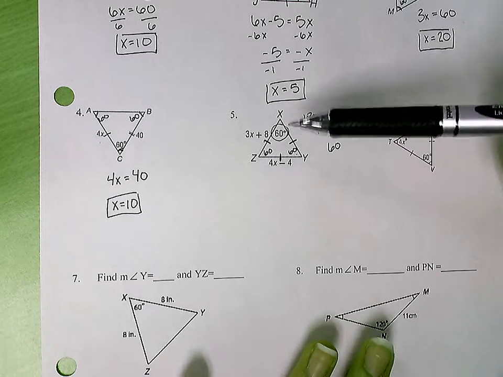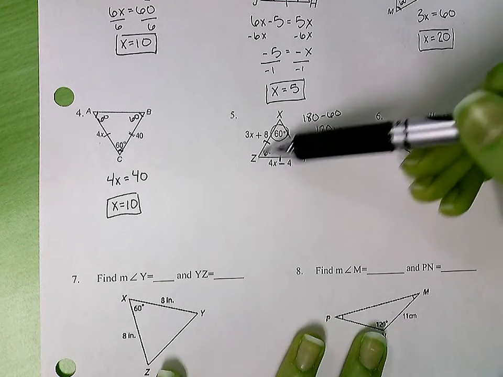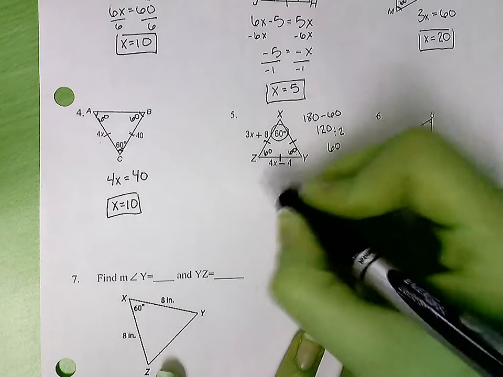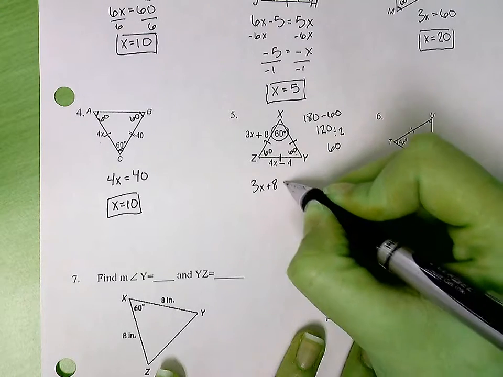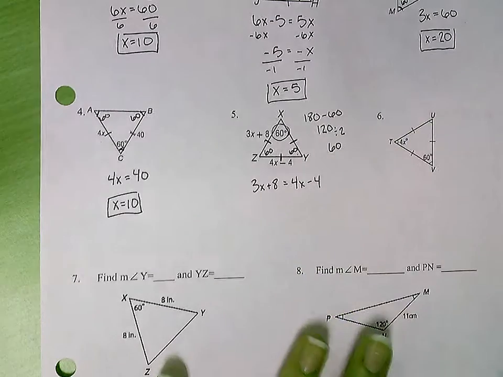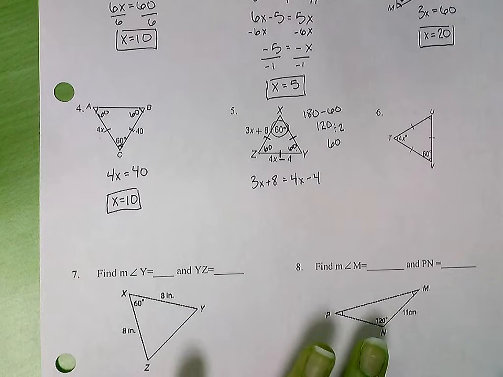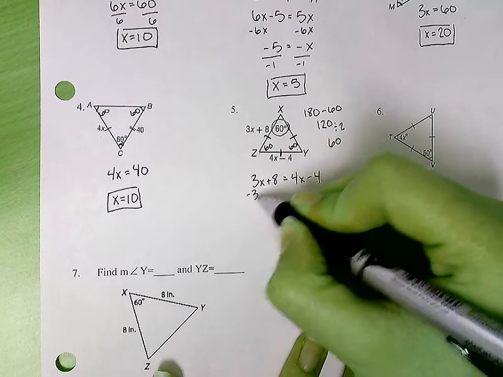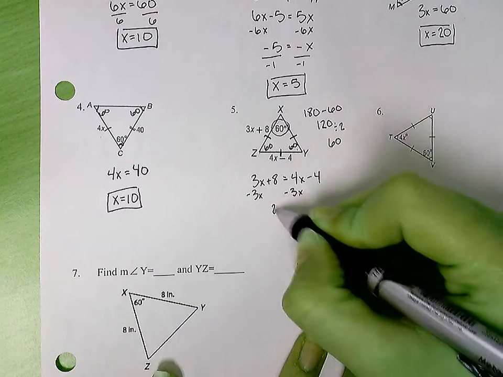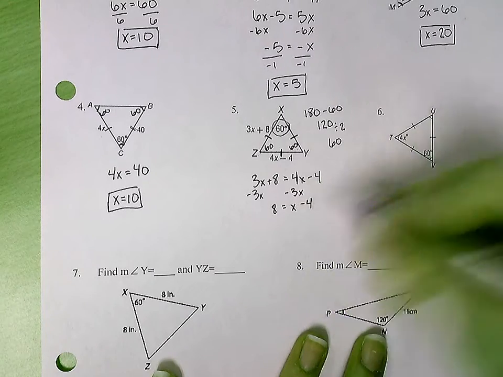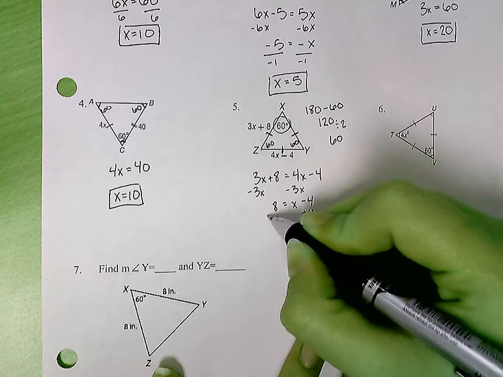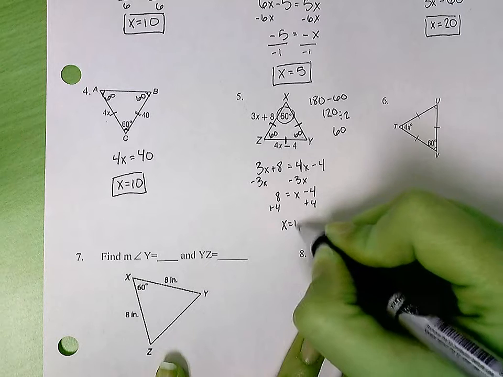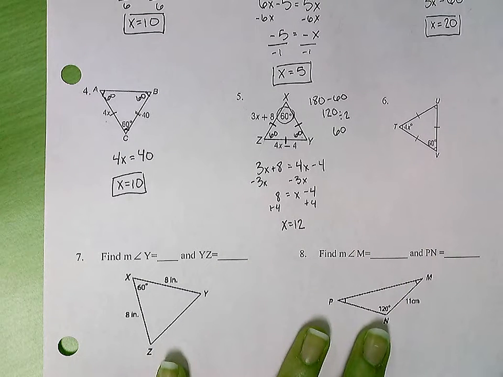Now, since my x value is part of a side, those 2 sides are now congruent to each other. So I can set their measures equal to each other. So we have 3x plus 8 equals 4x minus 4. I'm going to subtract 3x from both sides. So I have 8 equals x minus 4. Add 4. And you should get x is equal to 12.